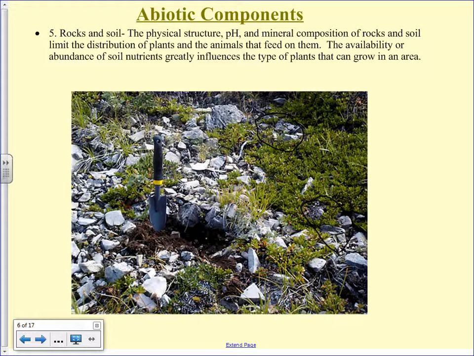So the better the soil is, the more complex the organisms that are going to live there. So the more complex the plants are going to be. The more complex the plants are going to be, the more complex the animals are going to be. Which is why a tropical rainforest has pretty complex plant and animal life. There's lots of nutrients, there's lots of complex plants, so there can be more animals.